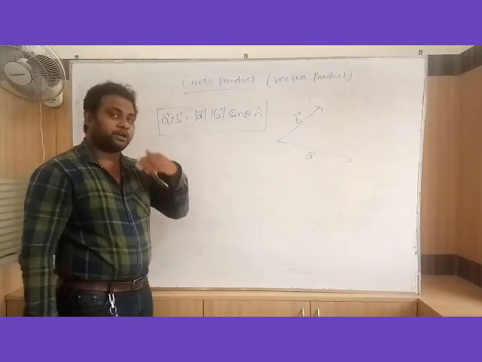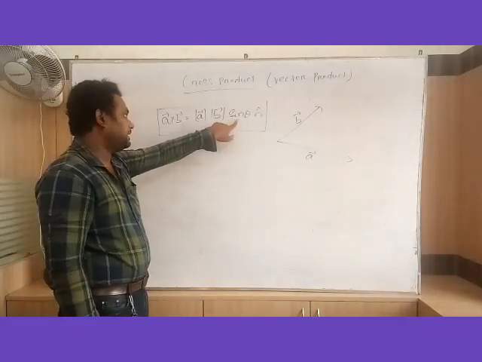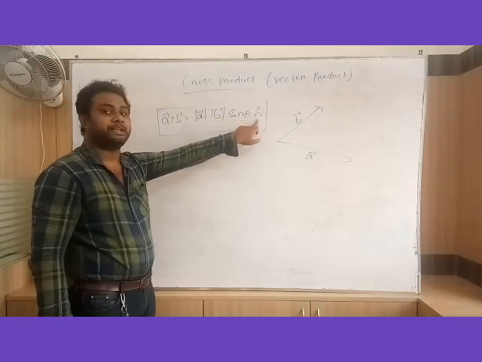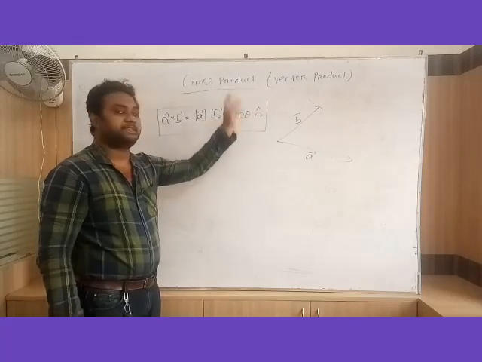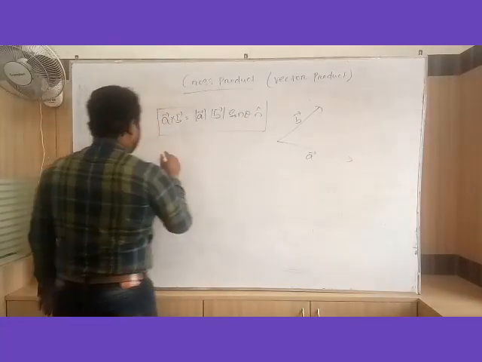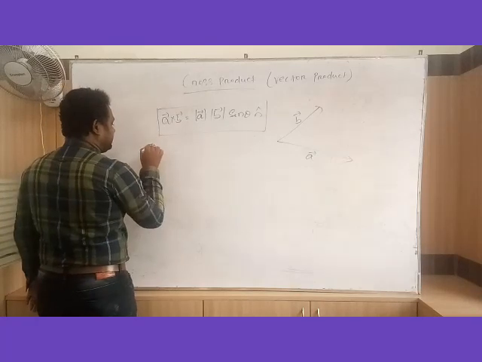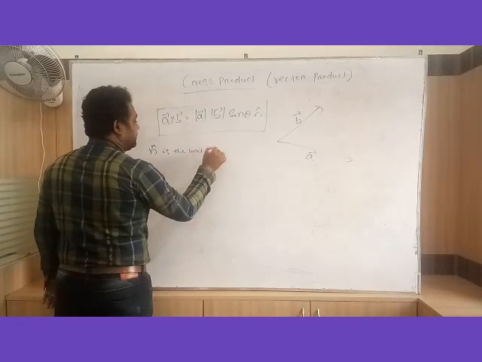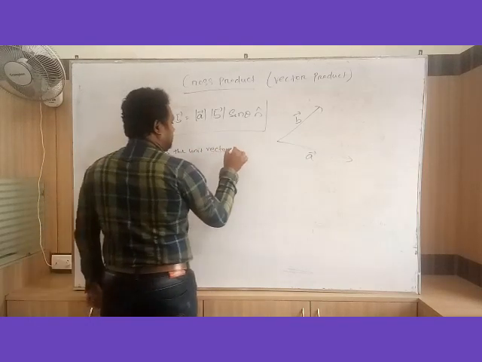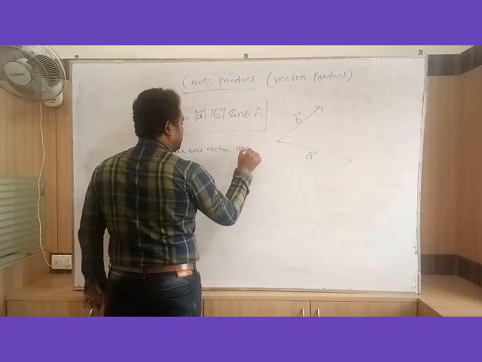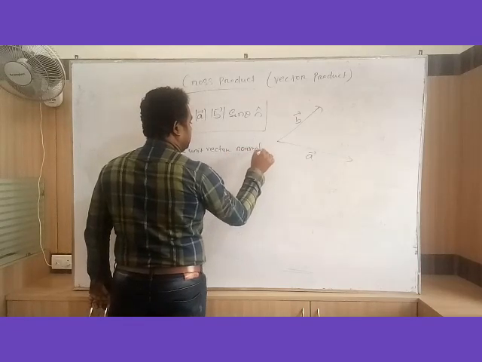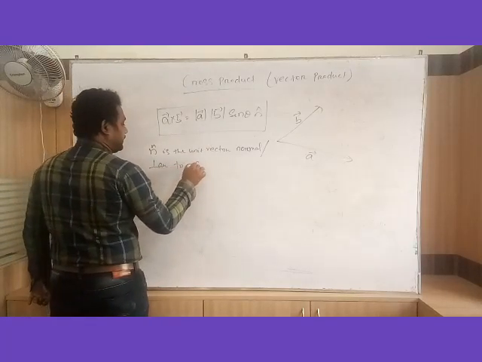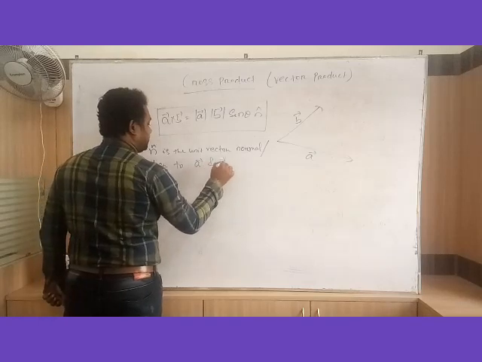In the case of dot product, the angle term is cos theta. But in the case of cross product, we take sin theta, along with another unit vector, n cap. So now we have to know what n cap is. Here n cap is the unit vector normal or perpendicular to A vector and B vector.